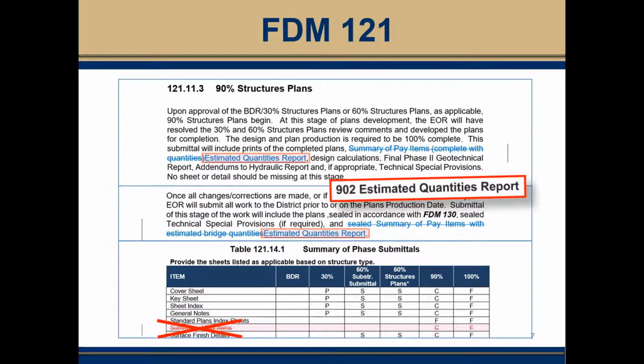Pay items and quantities will no longer be shown in the plans with the implementation of estimated quantities reports, or EQ reports. Refer to Chapter 902 for information on EQ reports. The implementation of EQ reports affected several locations throughout Chapter 121. For example, in Section 121.11.3, reference is made to the EQ report instead of summary of pay items and quantities. And in Table 121.14.1, the reference to summary of pay items has been deleted.